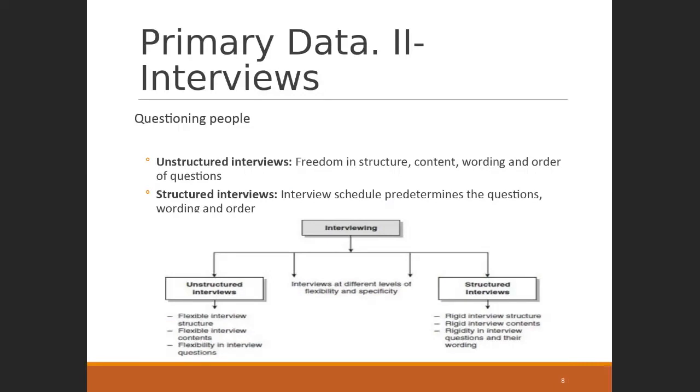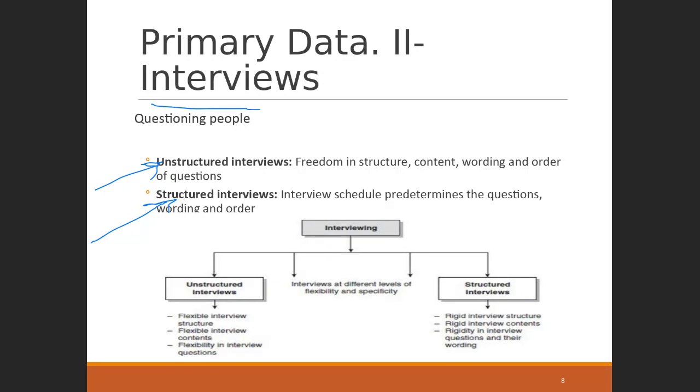Now let us discuss the second data collection method, interviews. Interviews can be categorized into two main domains: unstructured interviews and structured interviews. The main difference between them relies greatly on flexibility in terms of the content of interview questions, flexibility in terms of the wording of the questions, and flexibility in terms of the order of asking questions. Depending upon these three criteria, interviews can be classified as either unstructured or structured.